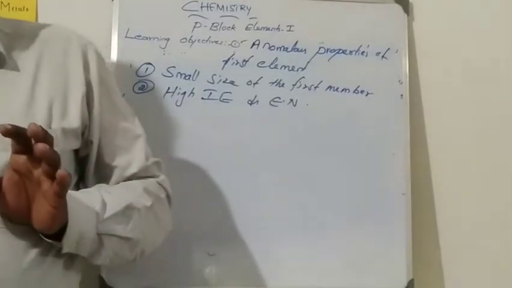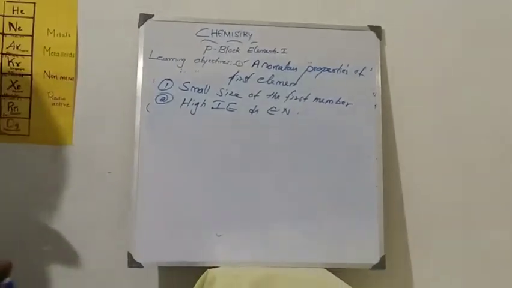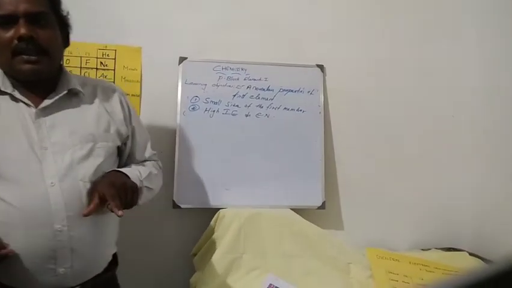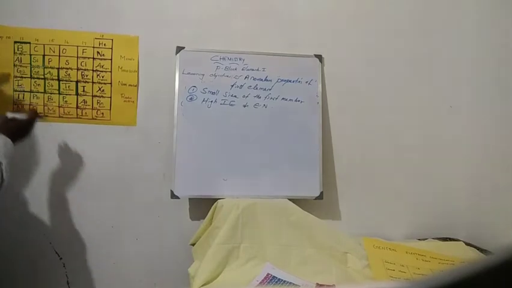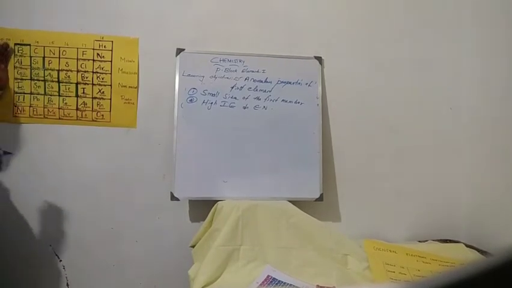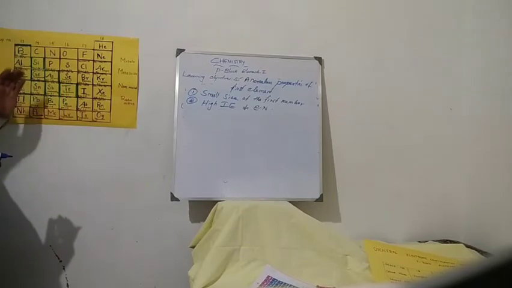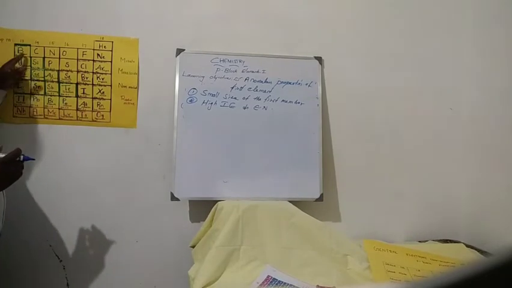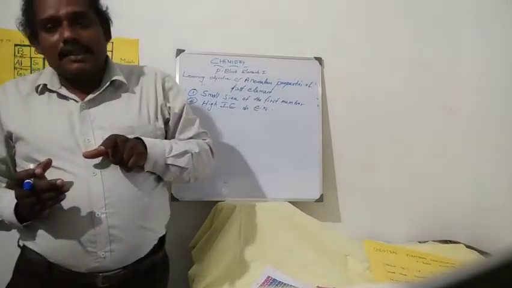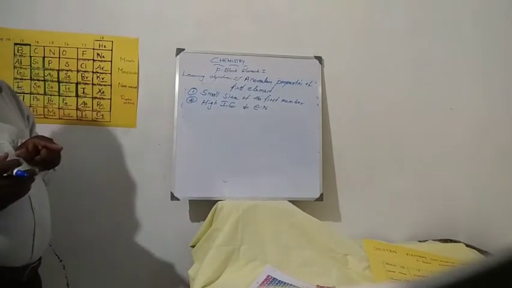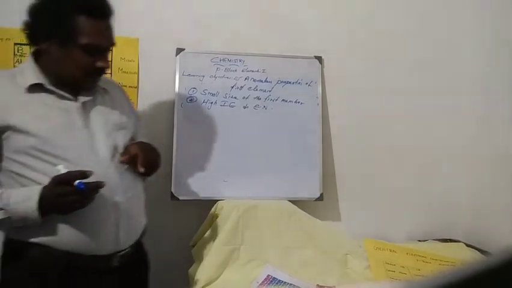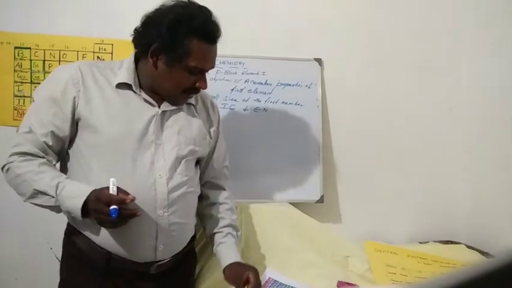The first member of the group, boron, is a metalloid. The other members are reactive metals. There is a diagonal relationship between boron and silicon. The oxides of boron and silicon are acidic in nature. Both boron and silicon form covalent hydrides. This was about the 13th group.